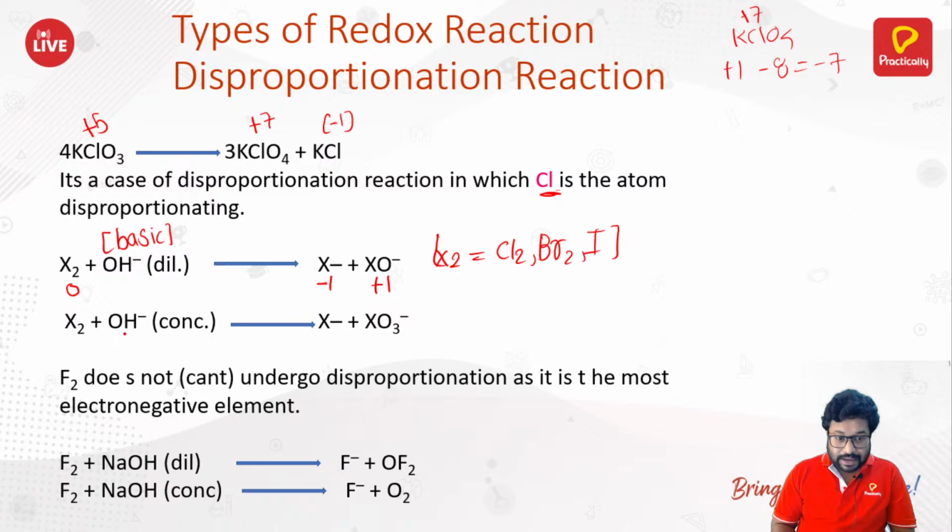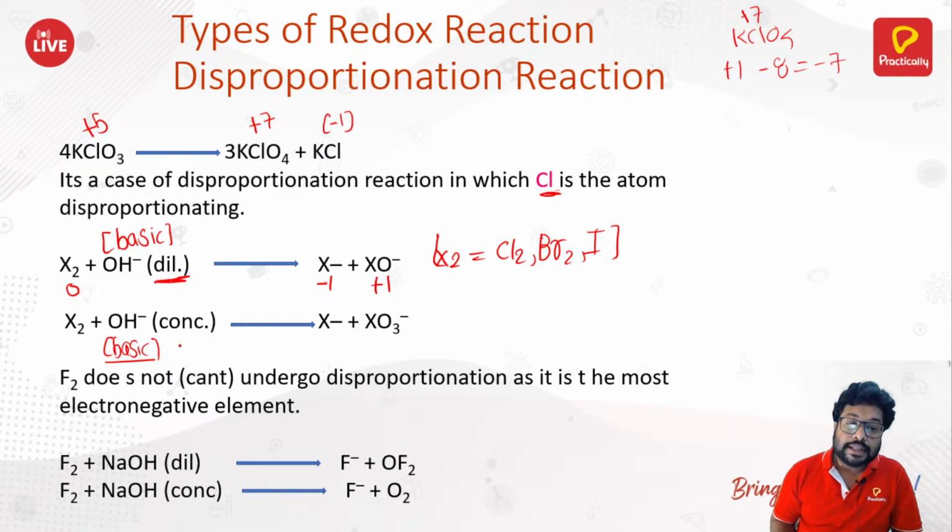Now suppose I take another X2 molecule, but this time again in a basic medium, no doubt about that. Here also it is a basic medium, but in the previous case it was a dilute base. This time it's a concentrated base. So when you have a concentrated base, what does it do? It brings your X2, which is your chlorine, bromine and iodine, from 0 to minus 1. That is constant here also, but apart from that, it takes this X2 from 0 to plus 5.